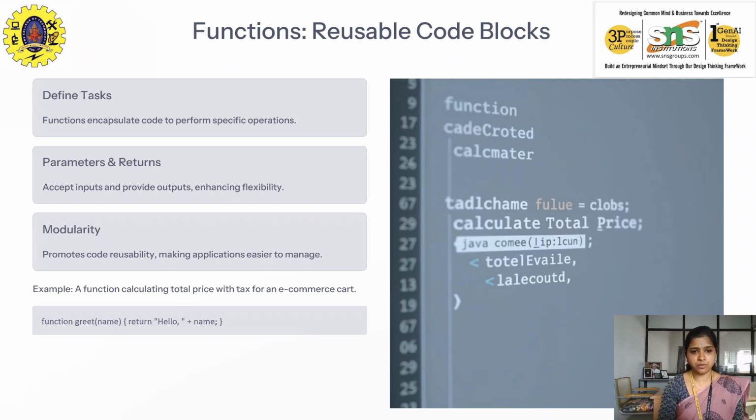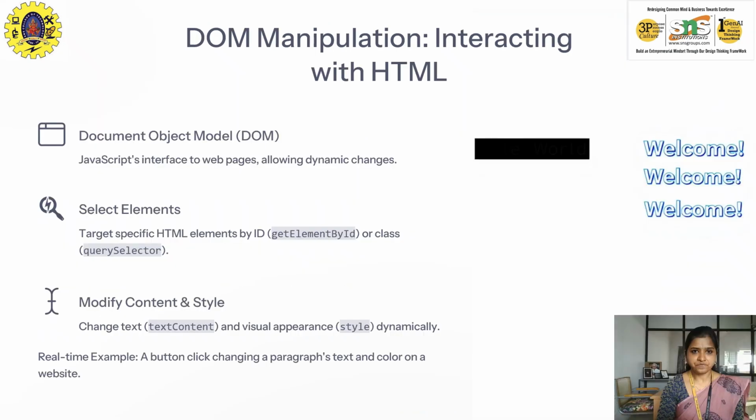which enhances the flexibility and also the modularity, which promotes code reusability, making applications easier to manage. For example, a function is used for calculating the total price with tax of an e-commerce cart. Here we can call that function anywhere in a program where needed. Whenever we want to greet a name, that name can be given by a user. It can be passed to a function as a function parameter, and then we can greet that name by using a return.